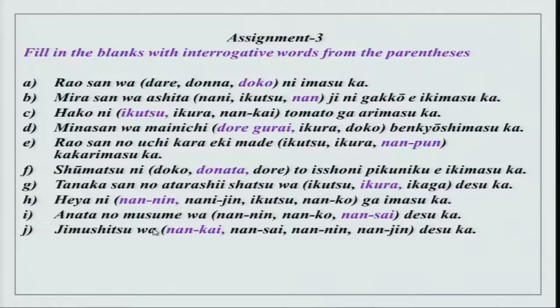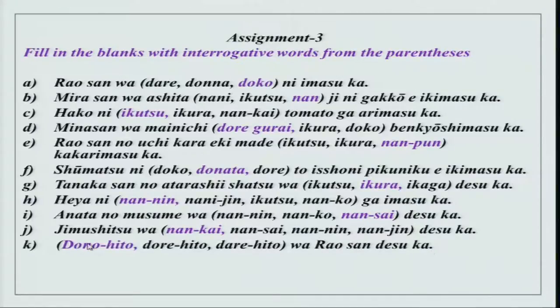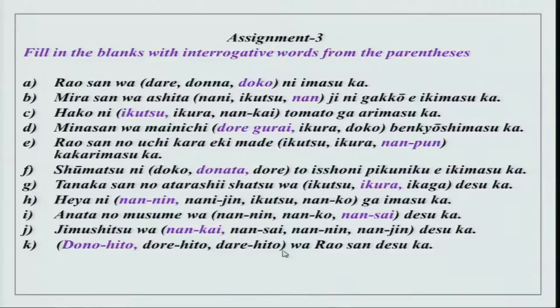Jimushitsu wa nankai, nansai, nannin, nanji desu ka? So, nankai, jimushitsu is a place, nankai desu ka? Dono hito wa rao san desu ka? Dono hito is again choice between two or three people. So, maybe pointing and asking which one of these two or three people are or is Rao san. Dore hito cannot be used because with dore, kore, sore, are and dore, a noun is not used. And then dare hito, again hito will not be used over here because dare itself means who.